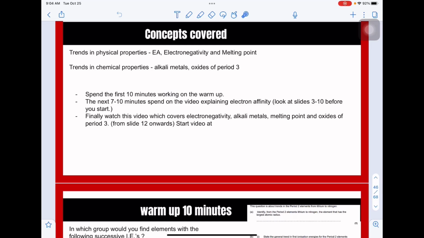So in this video, we'll cover electron affinity, electronegativity, and melting point. Those are the physical properties that we have left over. And then we're also going to look at chemical properties of alkali metals and oxides of period 3.